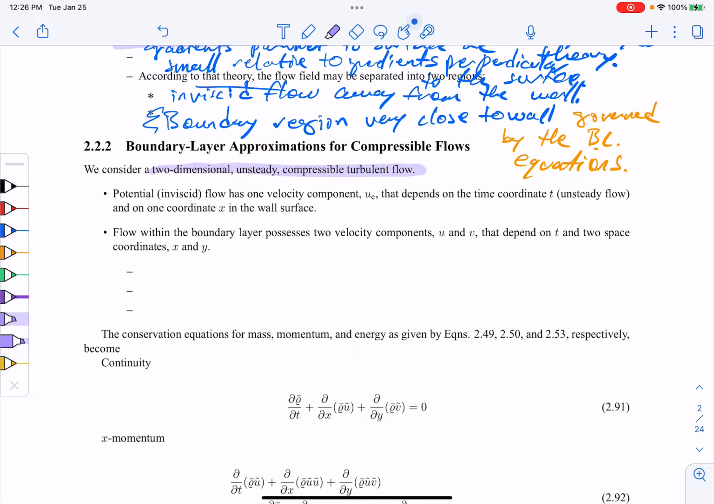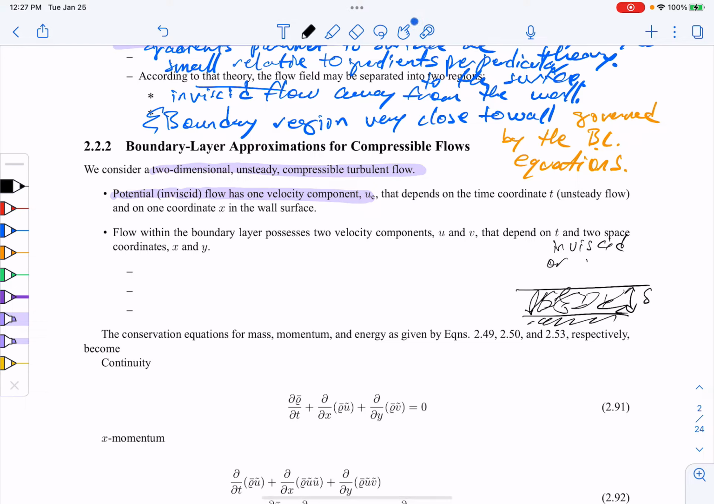And like I mentioned, there's a potential or inviscid flow outside the boundary layer. So if I draw that, there'll be a wall, and then there'll be a boundary layer, which has some relative thickness delta, which is turbulent. I'll just draw all kinds of weird turbulent structures. And out here is this inviscid or potential flow.